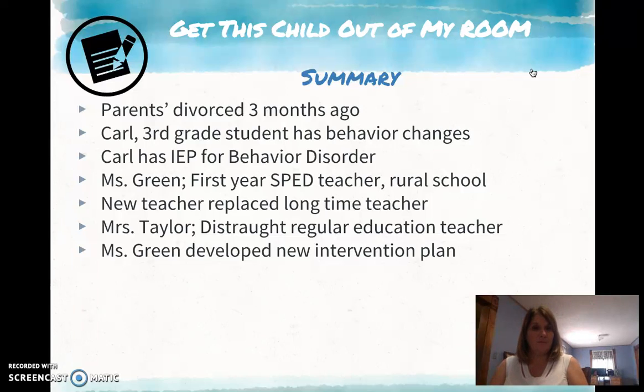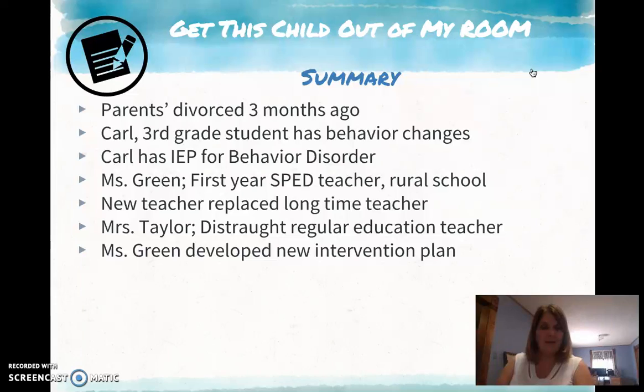Summary of the situation: the student is Carl. He's a third grade student. His behavior has changed from self-harm to harming others. His parents were divorced 3 months ago in a very heated divorce. He does have an IEP for behavior disorder. His SPED teacher is Ms. Green, and she is teaching in a very rural school.